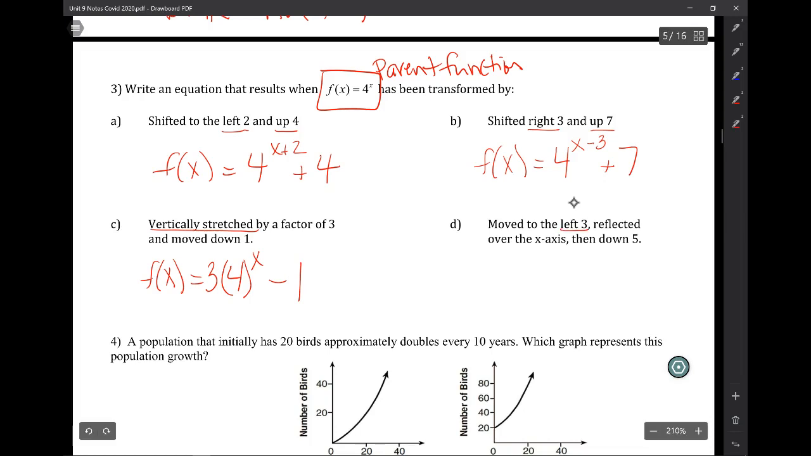And then this one's left, reflected, and down. So start with your parent function. I want to go to the left, so that's a plus 3. I want to go down, which is a minus 5, and then for the reflection, you have to put parentheses around the 4 and put a negative out front. The base of your exponent will never be negative, so you always have to put parentheses around it to represent that reflection.